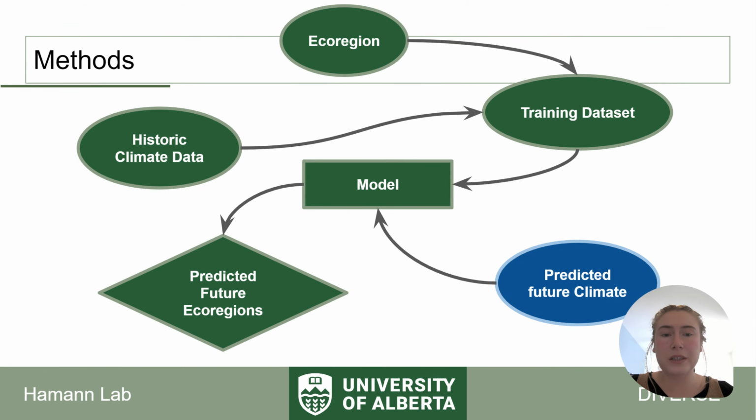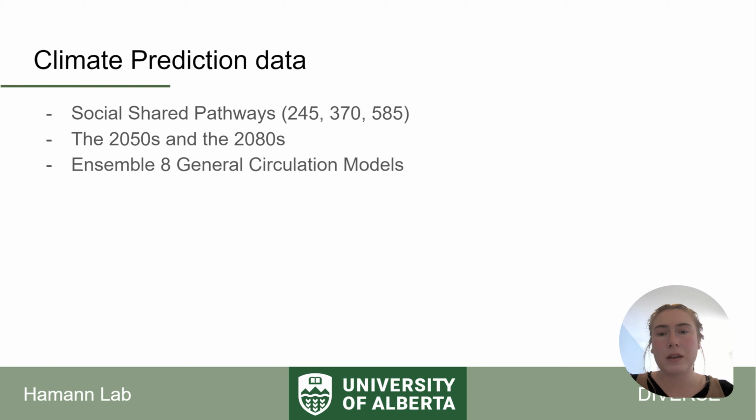Now looking at the predicted future climate data. I had to choose sort of scenarios. I chose 3 scenarios. They're called shared socioeconomic pathways. The first one, 245, is very optimistic. 370 is sort of middle of the road, and 585 is sort of business as usual. And then I chose 2 different decades of climate data, the 2050s and the 2080s. And then I used an ensemble of 8 general circulation models to get a pretty conservative, averaged general predicted climate.